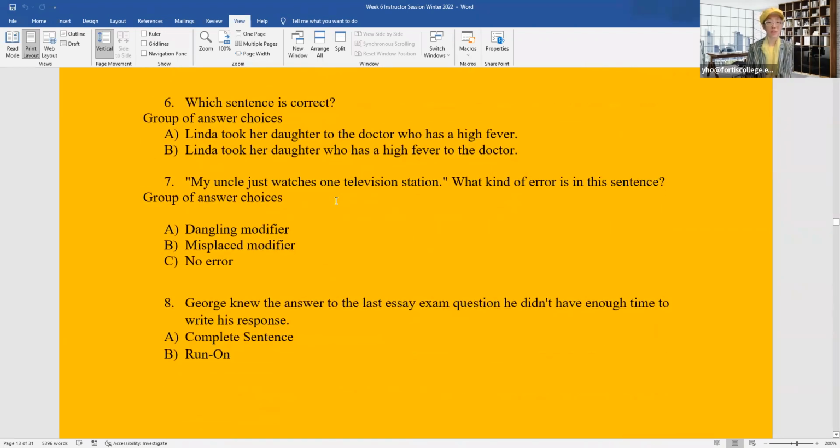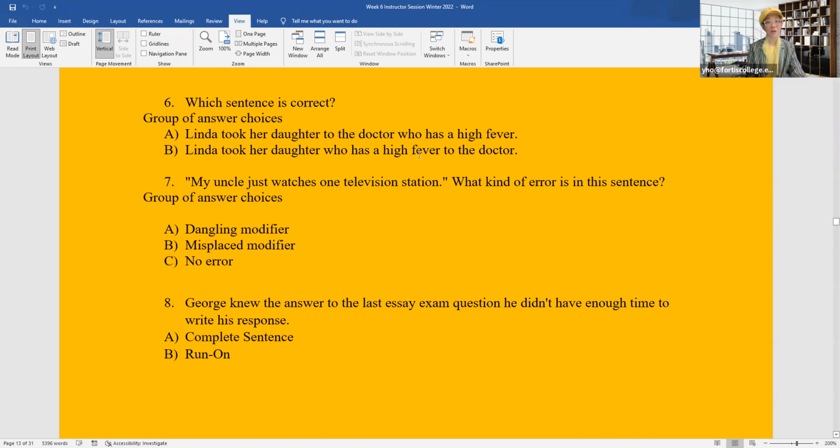Which sentence is correct? Linda took her daughter to the doctor who has a high fever, or Linda took her daughter who has a high fever to the doctor. So who is having the high fever? Is it the doctor that has a high fever or the daughter that has a high fever? Would you take your daughter to a doctor that's already got a high fever? No. So that means that A is wrong.